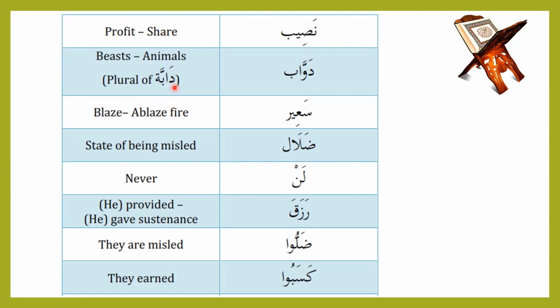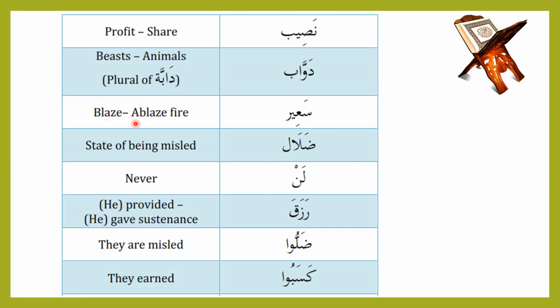And later on, it was used for all the creatures who crawl on the ground, on the earth. Later on, it was used for all the animals. Allah subhanahu wa ta'ala has used this word for all the animals actually in the Holy Quran. Allah says that there is no dabba on earth, there is no animal on earth, but the risk of that particular animal is on Allah subhanahu wa ta'ala.